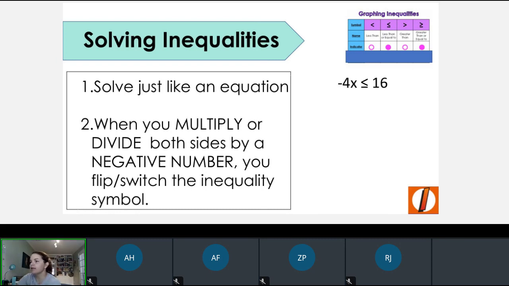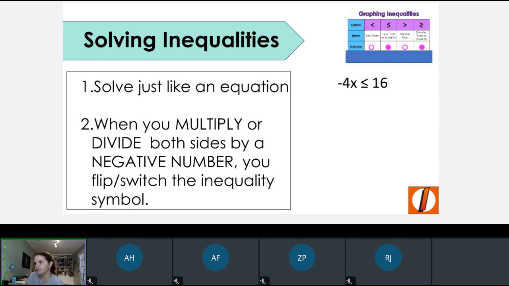So what we're going to do now is, instead of just graphing the inequality, we're going to solve them and then graph. Solving inequalities is the same exact method and steps for solving equations, with one exception. When you multiply or divide by a negative number, you're going to flip your inequality symbol. So let me give you an example here.